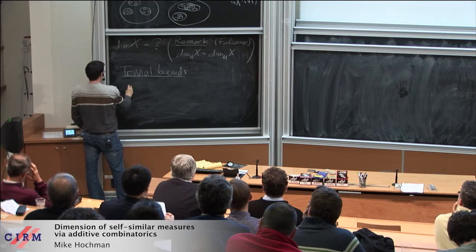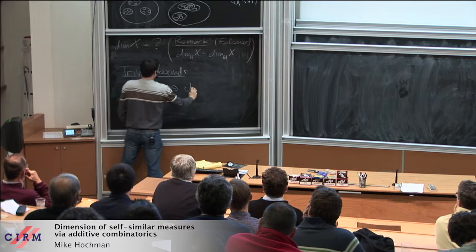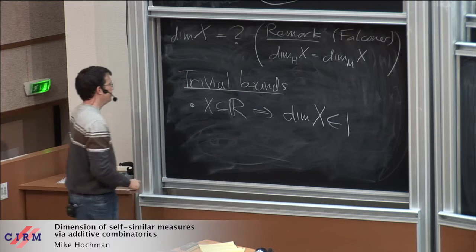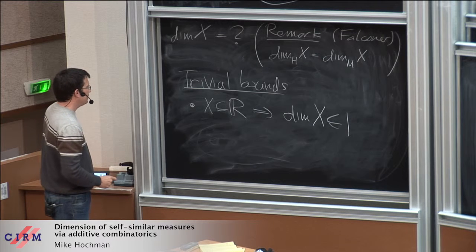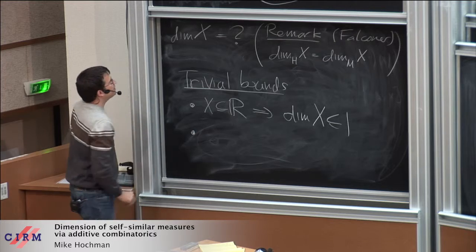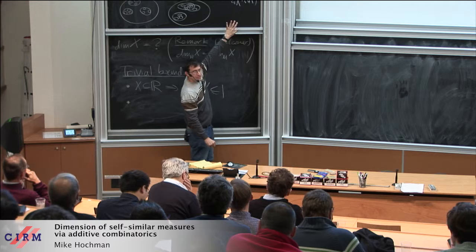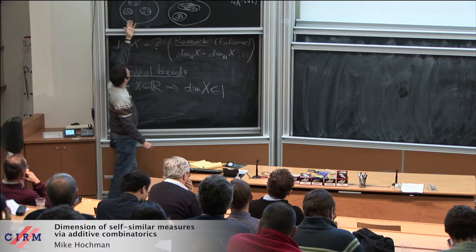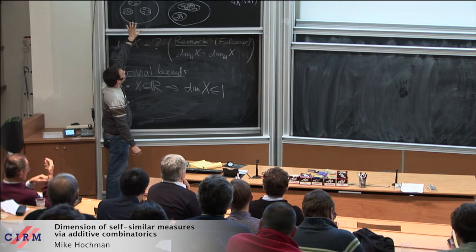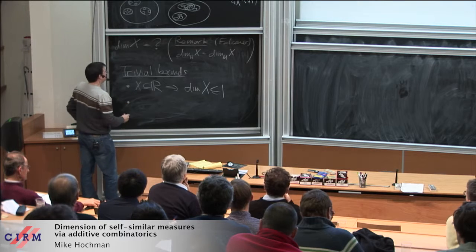So the first trivial bound: X is a subset of the line, so its dimension is at most one. That's completely trivial. Now, the second trivial bound is based on the fact that you can iterate this defining relation, and you get some kind of cover of the attractor by sets, and you can count them, and you know what their diameters are going to be.